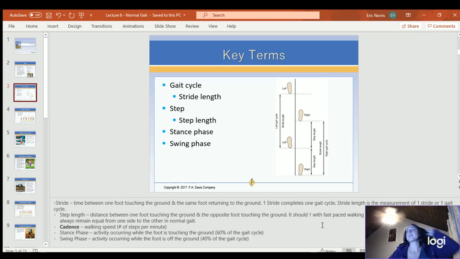Cadence is something we haven't spoken a lot about. That's just your walking speed or the number of steps you can take per minute. That is your cadence. And then the two encompassing phases of gait are stance phase and swing phase. Stance phase is when your foot is in contact with the ground and is about 60% of the gait cycle. And swing phase is when your foot is off the ground and is about 40% of the gait cycle.